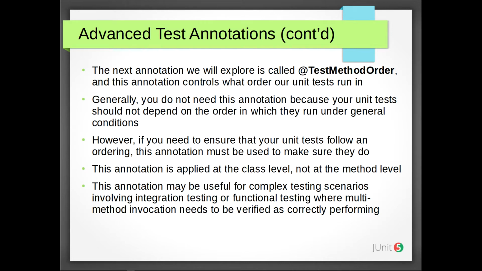The next annotation we will explore is called @TestMethodOrder. This annotation controls what order our unit tests run in. Generally, you do not need this annotation because your unit tests should not depend on the order in which they run under general conditions. However, if you need to ensure that your unit tests follow an ordering, this annotation must be used to make sure they do. This annotation is applied at the class level, not at the method level.